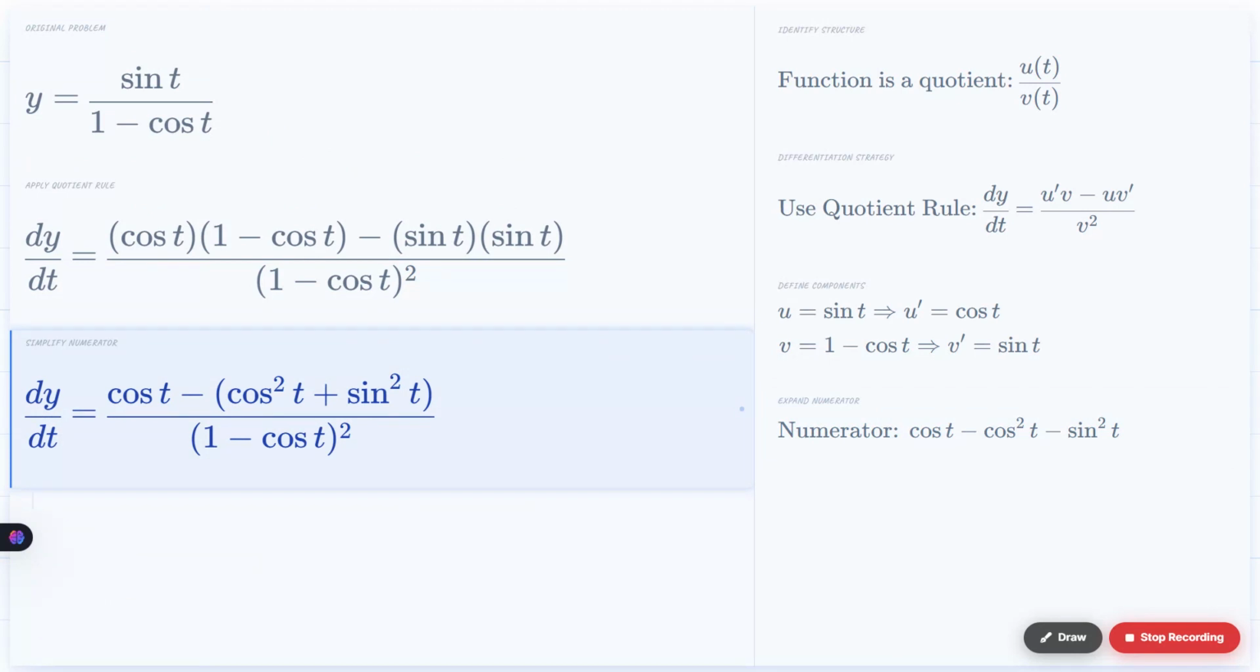We group the squared terms together in the numerator. We do this to make the math easier to see. Grouping terms allows us to use a special rule for sine and cosine.